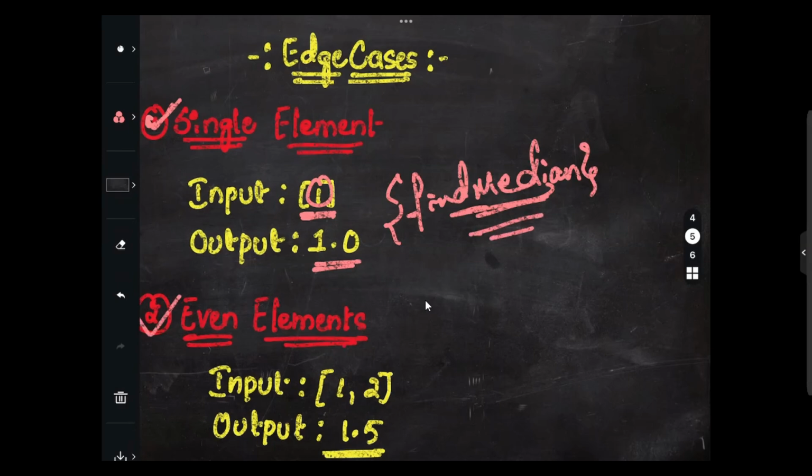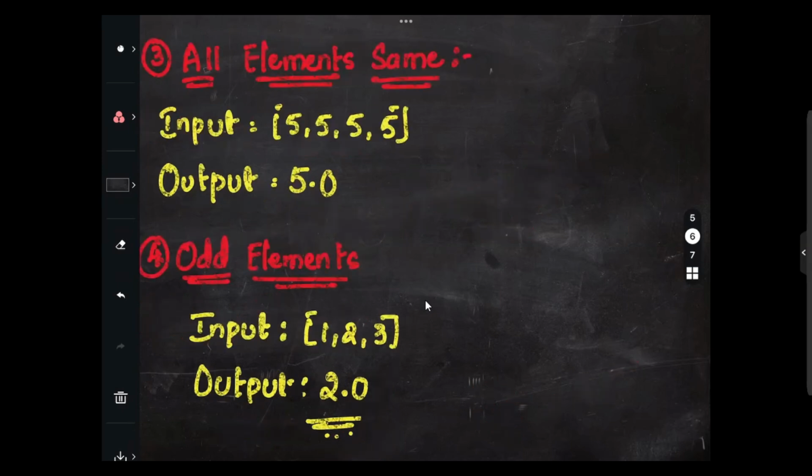For the second edge case, the even elements, 1 comma 2. We have already seen this one. The output will be 1.5, right? 1 plus 2 by 2, so this will be 1.5. So basically this one we have only one element, we'll directly consider one itself. So this is fine. Let's move on with the third edge case.